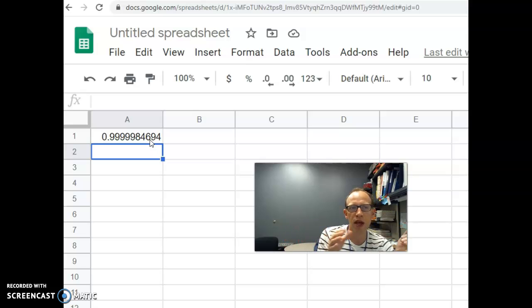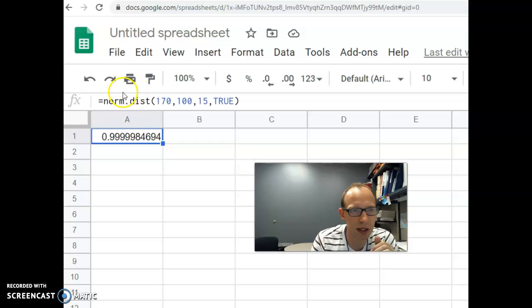So what's going on? Well, this norm.dist function always gives you the area to the left. In other words, this is what portion of the US population would have IQ scores less than 170, which is what Einstein's score was. So if we wanted the ones that were even above Einstein, so how rare is it to be above 170?